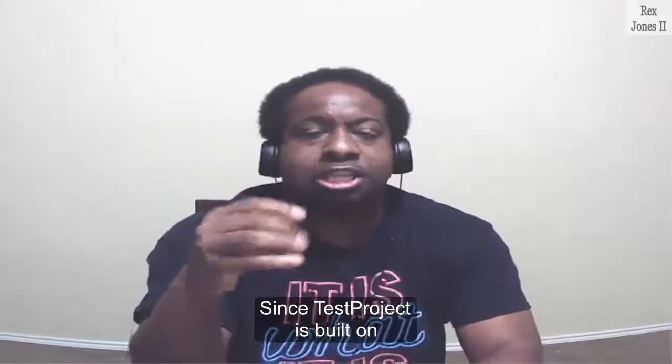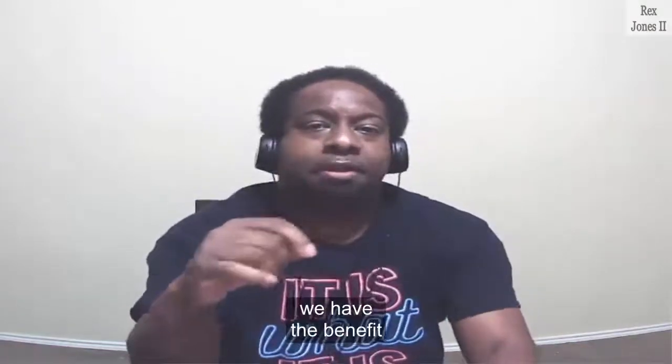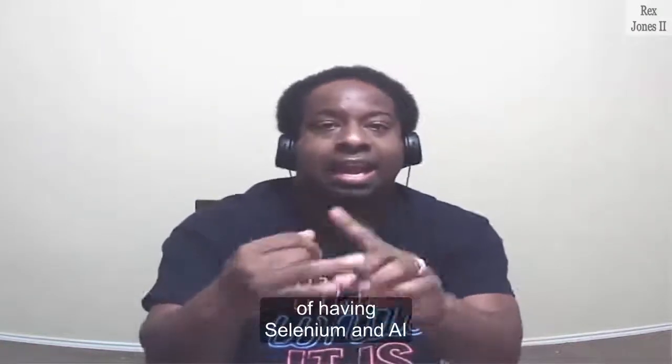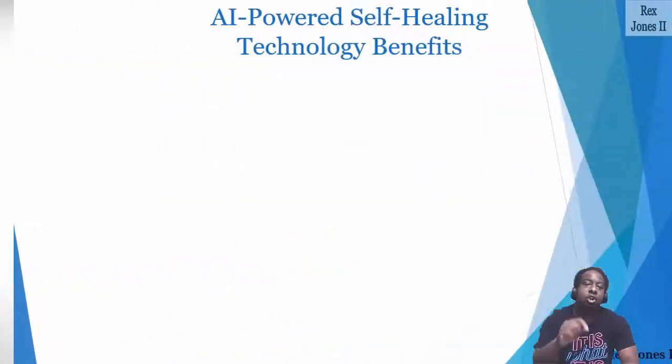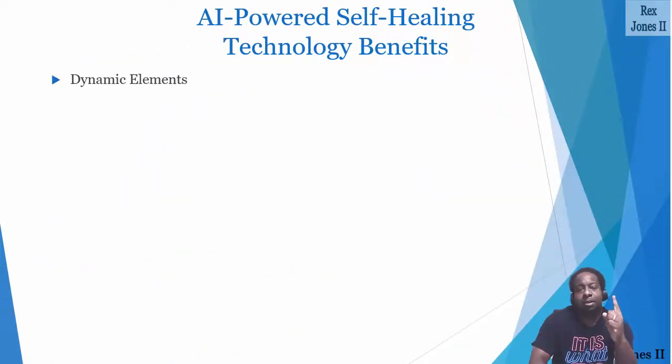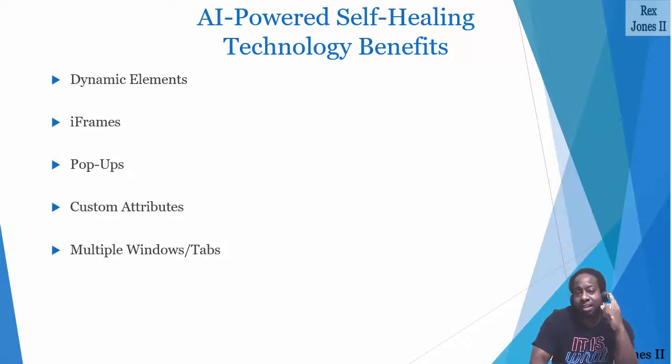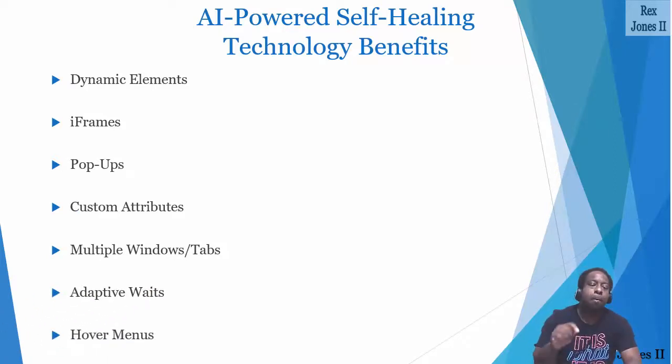Since TestProject is built on top of Selenium, we have the benefit of having Selenium and AI. Some of the benefits include support for dynamic elements, iFrames, pop-ups, custom attributes, multiple window tabs, adaptive wait, and hovering menu items. I am going to show you how it supports dynamic elements, how to add custom attributes, and how it supports hovering a menu. Also, I'll show you the report after running our test script.